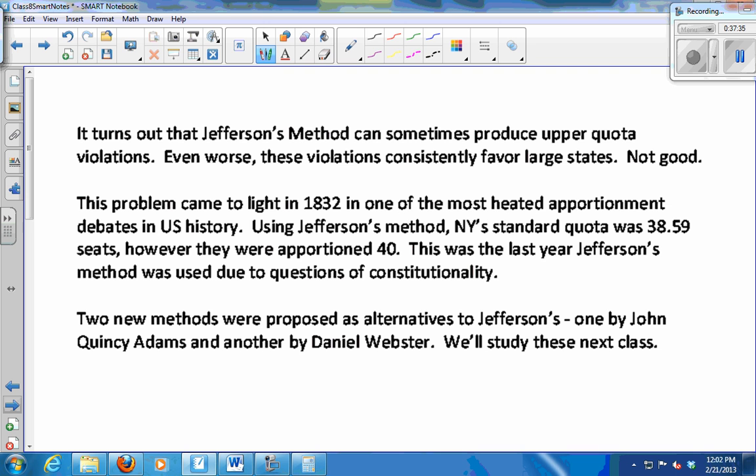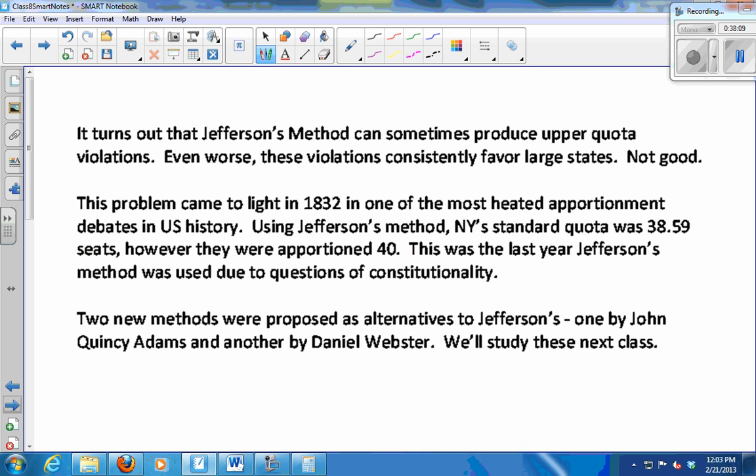So this is a drawback to Jefferson's method. Okay? It turns out that it can sometimes produce upper quota violations, strictly upper quota violations, never lower quota. And even worse, these violations consistently favor large states. Large states will always benefit from using Jefferson's method by getting more than their upper quota of seats. So that's not good. And this problem surfaced in 1832. It was one of the most heated apportionment debates in our history.